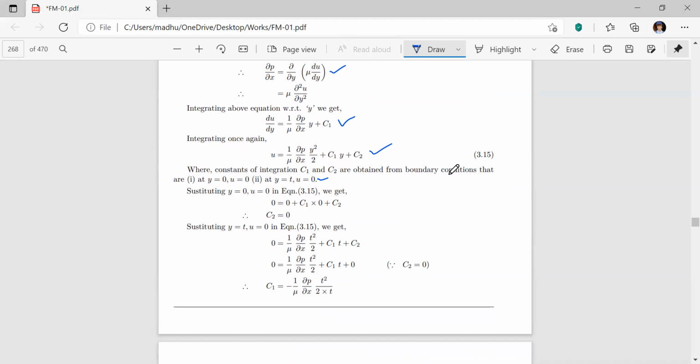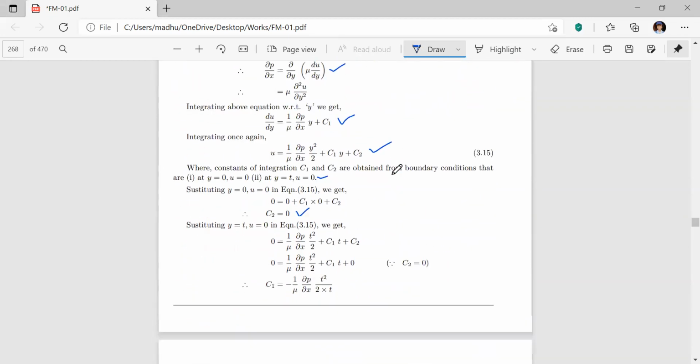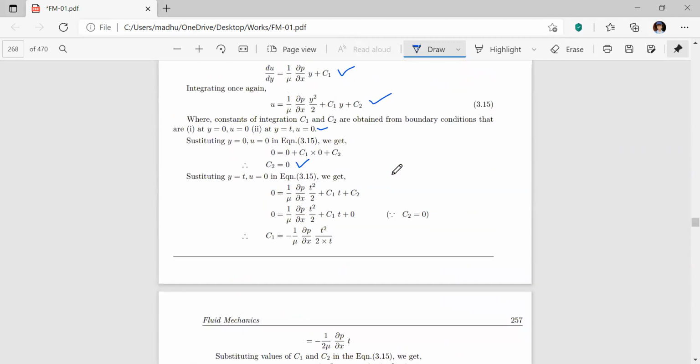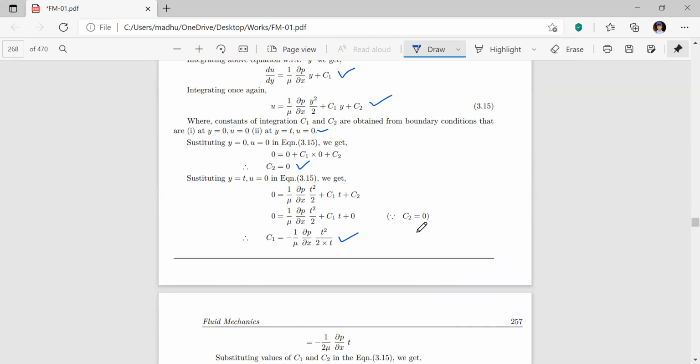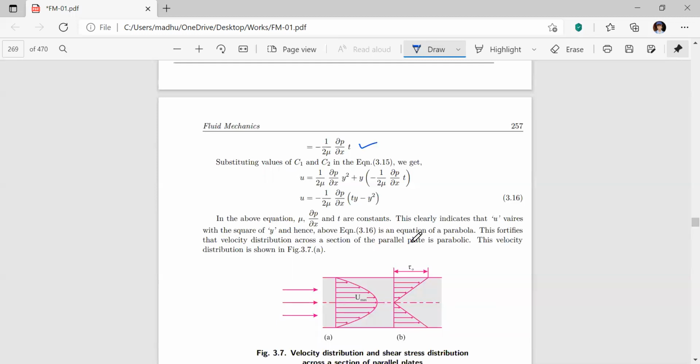Substituting y is equal to 0, u is equal to 0 in the equation above, that is 3.15, we will get constant c2 is equal to 0. And substituting another boundary condition at y is equal to t, u is equal to again 0, because it is two stationary plates. At y is equal to 0 means at this point, you can see this is the y is equal to 0 point at the bottom surface. Y is equal to t means at the top surface. Now, as you can see, substituting both, you will get the values of c1 and c2. So c1 will be minus 1 by 2 mu dp by dx into t.